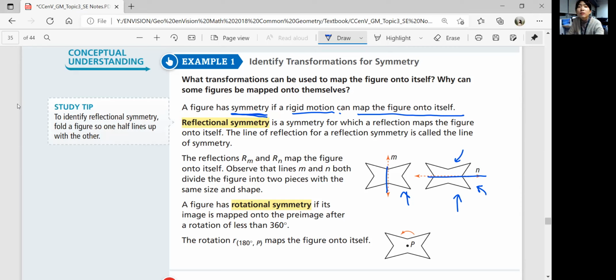Okay, the figure has rotational symmetry if its image is mapped onto the pre-image after a rotation of less than 360 degrees. So if this shape can rotate 180 degrees to map onto itself, yeah, it has a rotational symmetry of 180. It also has rotational symmetry of 360, but rotational symmetry is going to talk about your least angle where you can map itself.